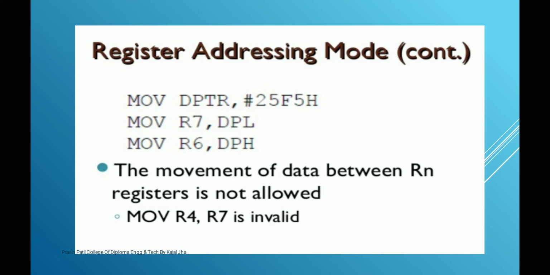Then the movement of data between Rn registers is not allowed, so MOV R4, R7 is invalid. These are the registers from R0 to R7, where n is a number from 0 to 7. Movement of data between the Rn registers is not allowed, because MOV R4, R7 gives an error. This is an invalid instruction.